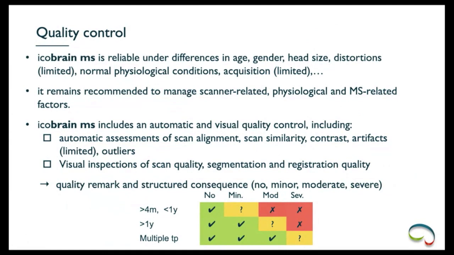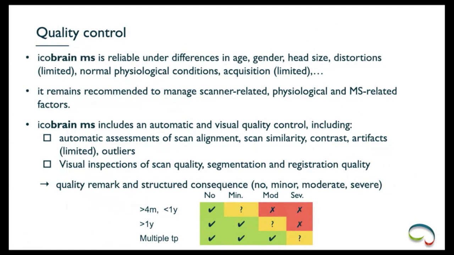And this consequence can be categorized in 4 categories. Either there is no impact on the measurements, there is a minor impact on the measurement, a moderate or severe impact. And depending on the time between the different scans, the use of the measurements in clinical routine is different. In case of no remark, meaning that the algorithm did what it was supposed to do, we recommend you to use the values, and it's safe to use the values.